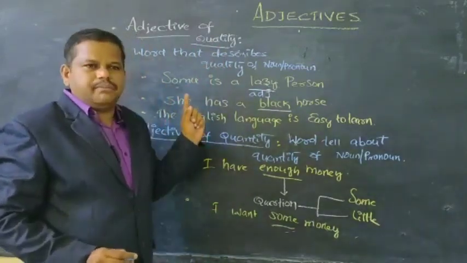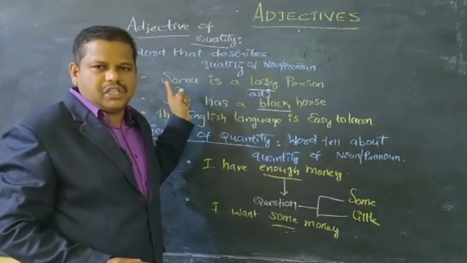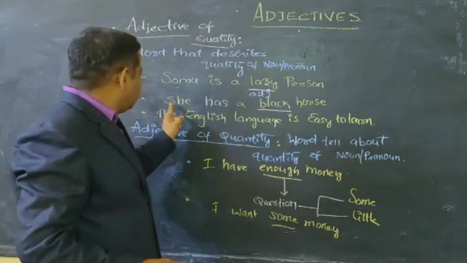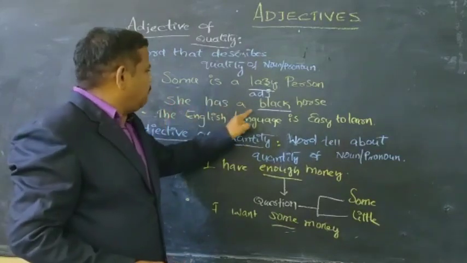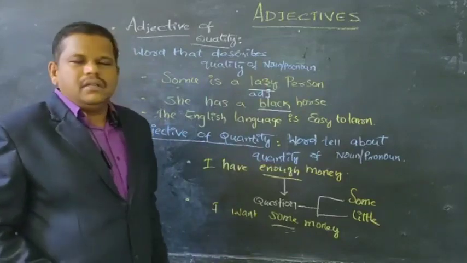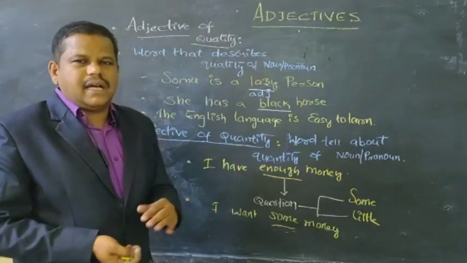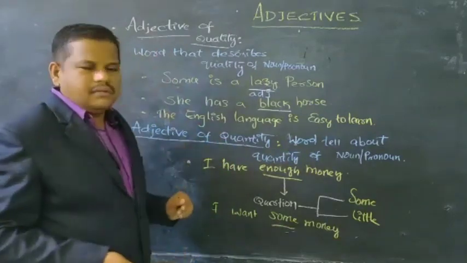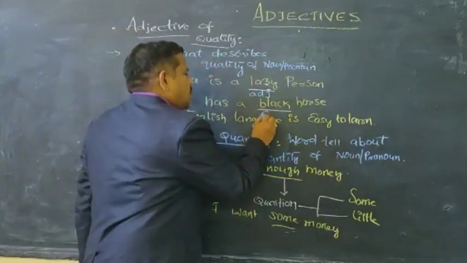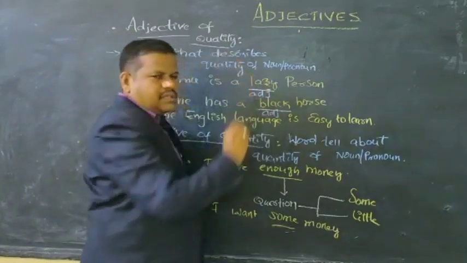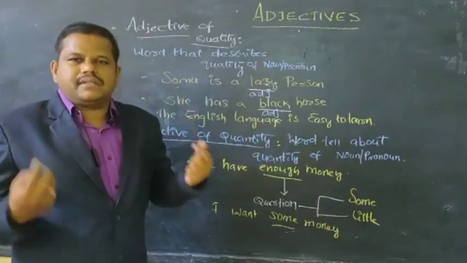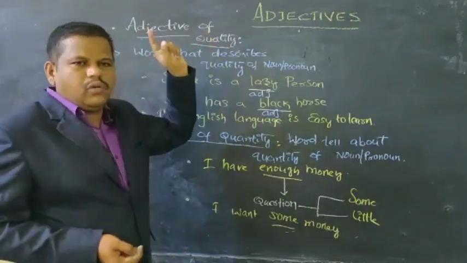See the second example. Rather than taking a noun, here I have taken a pronoun. What is the pronoun here? She. She has a black horse. Here we are using the quality, that is, the color of the horse. What is it here? Black. So this is also an adjective in the sentence. There are two examples I have given, and we can write numerous examples with adjectives of quality.